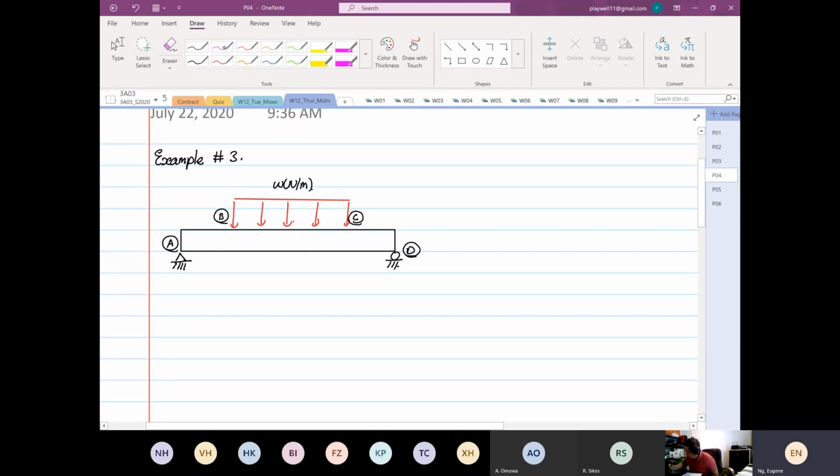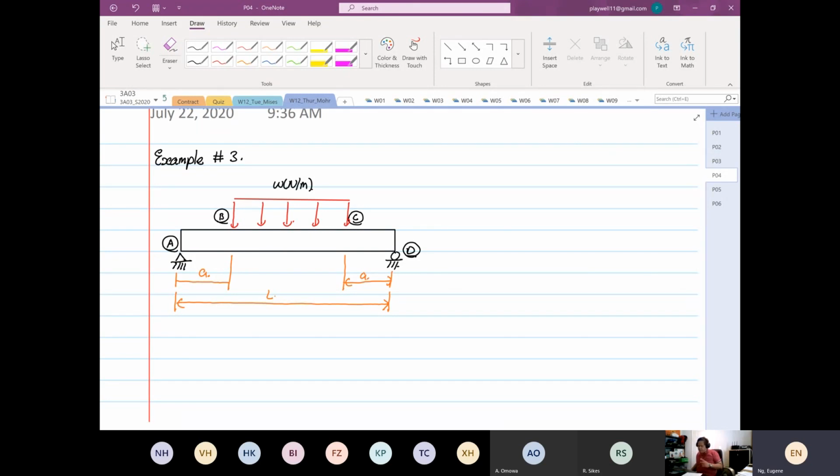And then we have our respective distances. So from here to here is a. From here to here is a. And then the whole thing is equal to L. Okay.